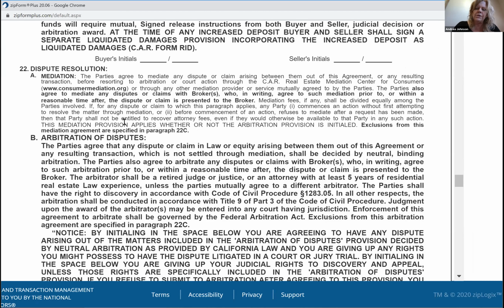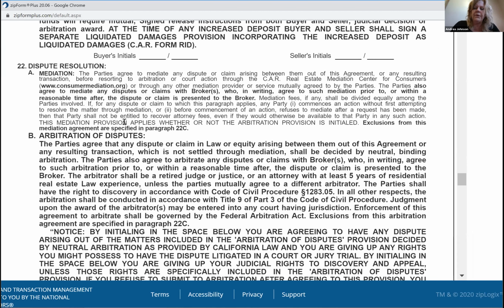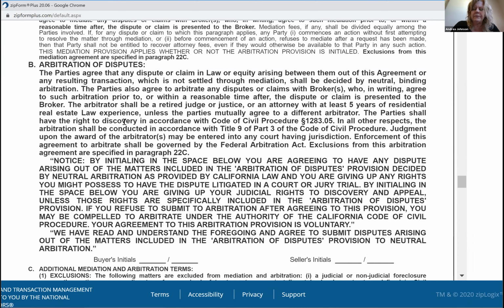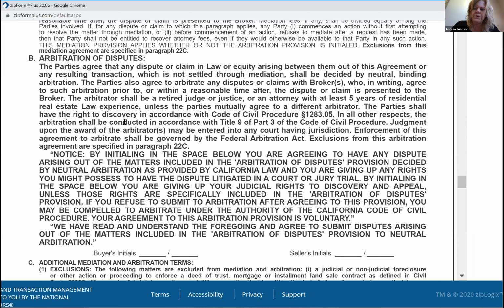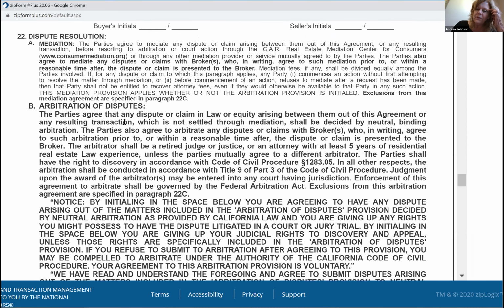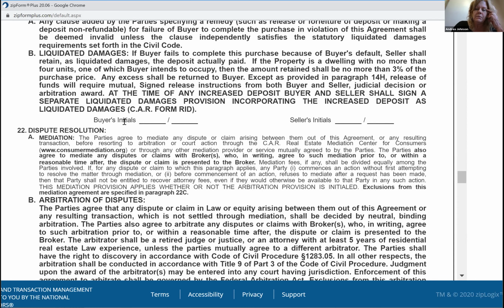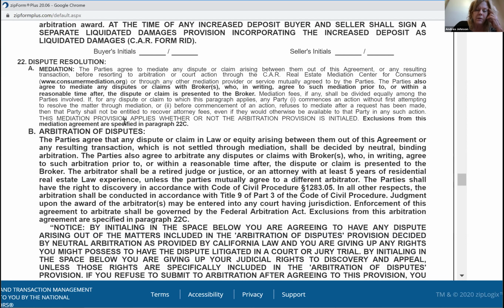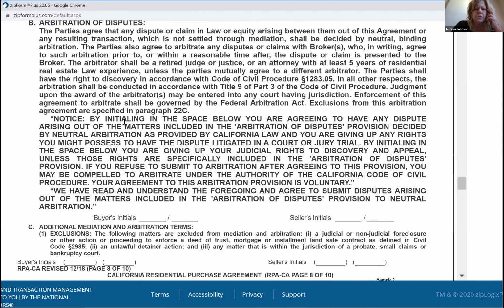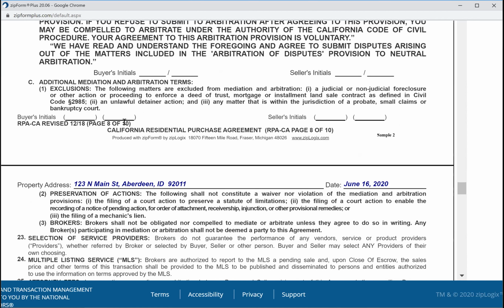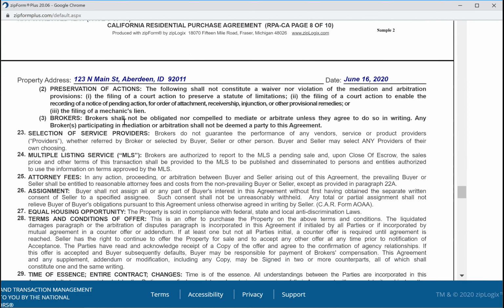A higher earnest money deposit doesn't strengthen your offer. I've seen some really strange things put in for earnest money deposit, and it's going to be limited to 3% anyway. So I hope that answered the question. It did, thank you. Okay. All right.